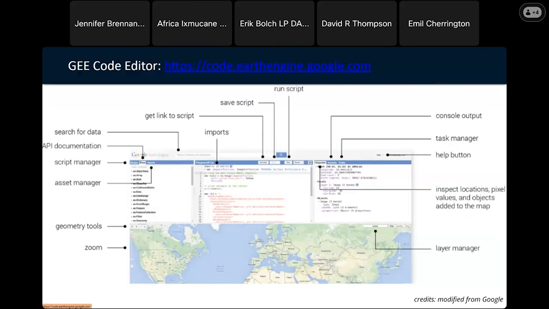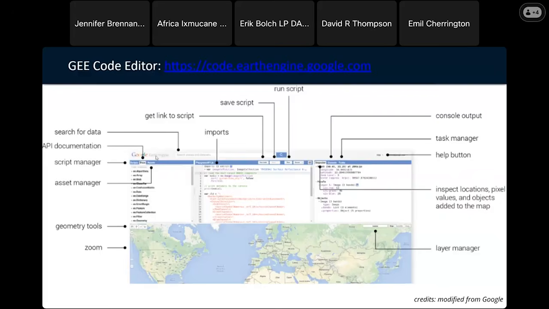But the main thing with the code editor is, again, it's this interactive development environment where you can resize the different windows and consoles, etc. But on the bottom, there's a window with a map viewer for the whole world, and when you generate results, you can see them on the map viewer.